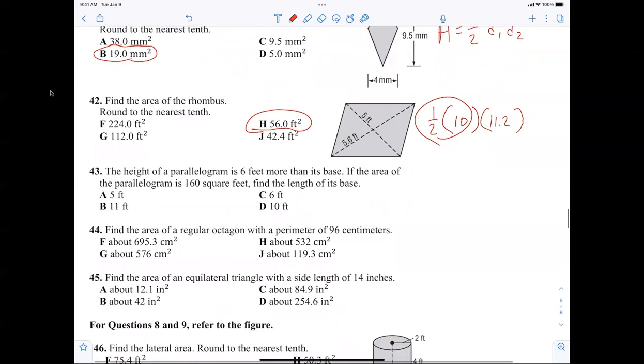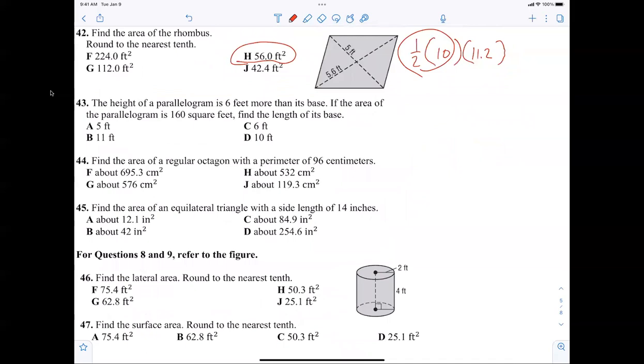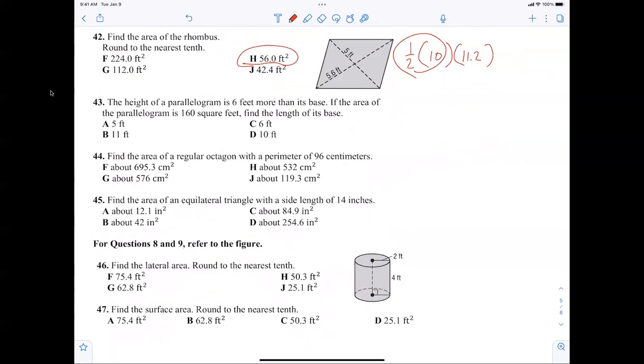The height of a parallelogram is 6 feet more than its base. The area of the parallelogram is 160. Now, again, you can kind of work backwards on this one, but let's just do the algebra to make sure. Area is equal to base times height. So 160 is equal to base times base plus 6, since the height is 6 more than the base. Does everybody agree with that?